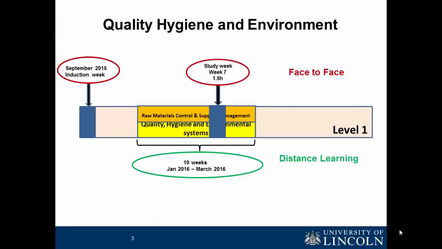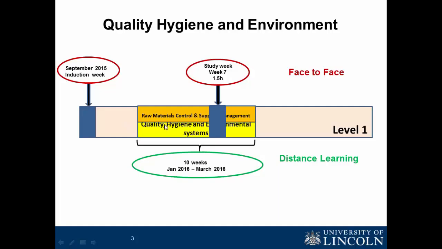The Quality and Hygiene Environmental module sits in the first year. The academic year begins in September with the induction week, where we have the opportunity of a face-to-face with our students. And next time we have this opportunity for a face-to-face is during study week at week 7. But the module itself starts in January 2016 and it goes on for 10 weeks until March 2016. During this time, all contact is through distance learning, except for the opportunity that we have during study week.